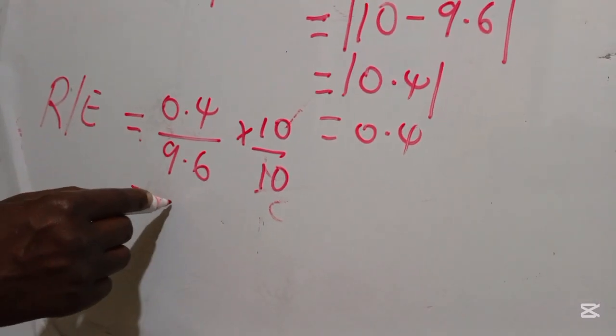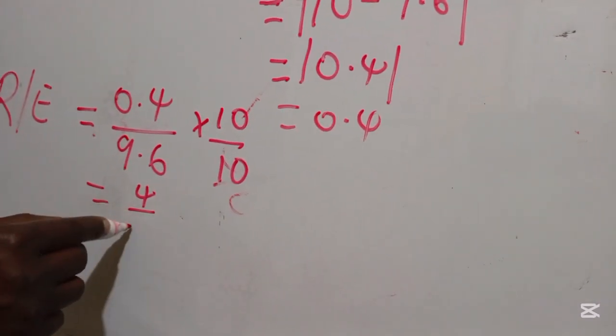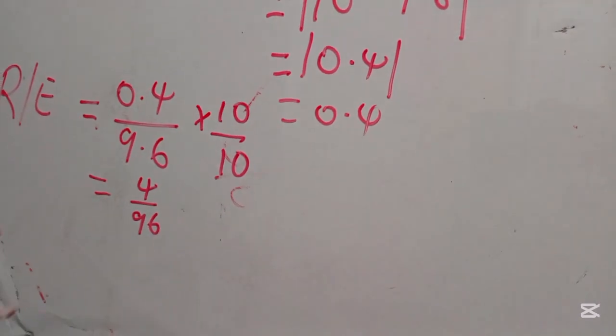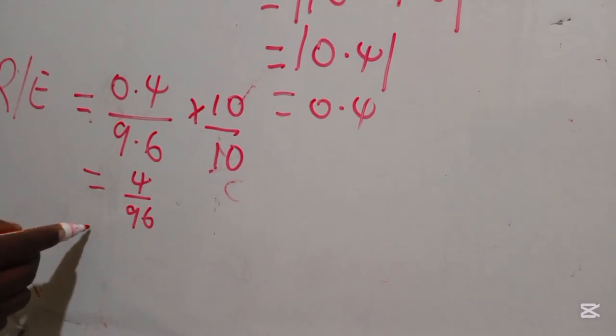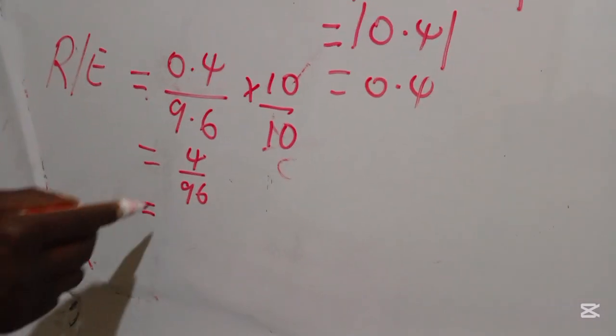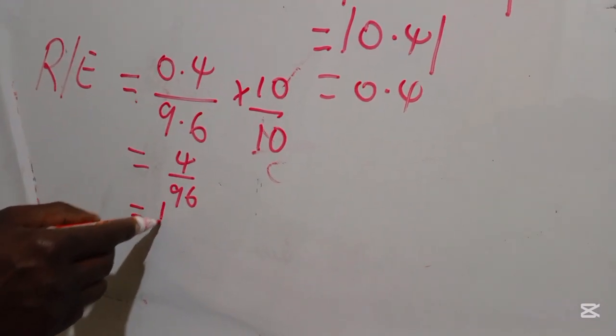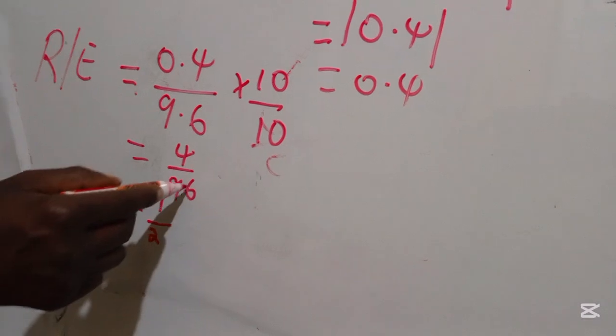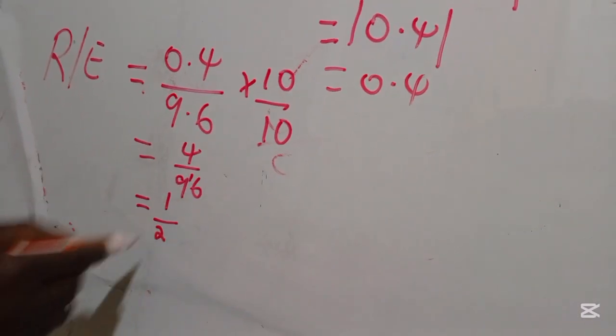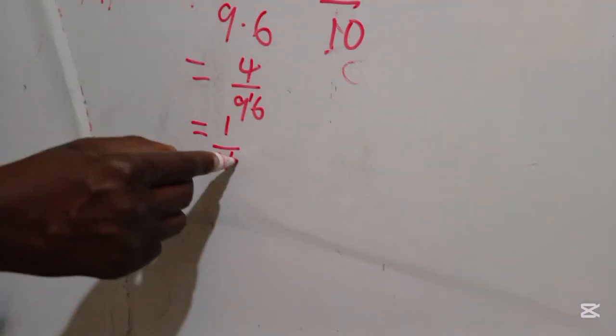Ladies and gentlemen, I have a situation like 4 over 96. So do not be in a hurry. Divide nicely. Don't leave your answer like this. You have to leave it in the lowest term. 4 goes into 9 two times. 4 into 16, because there will be remainder 1, goes there 4 times.